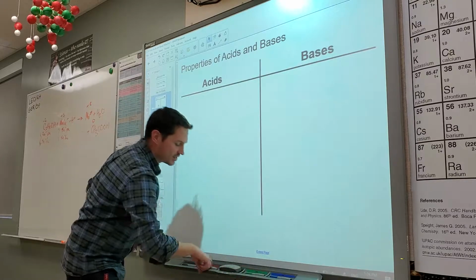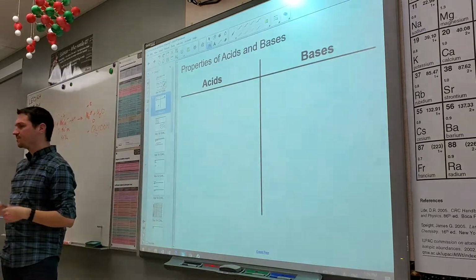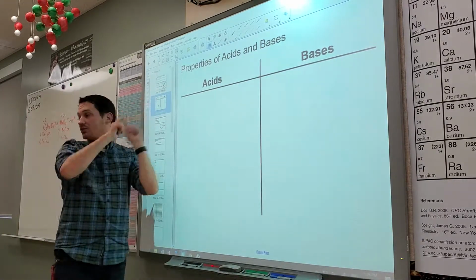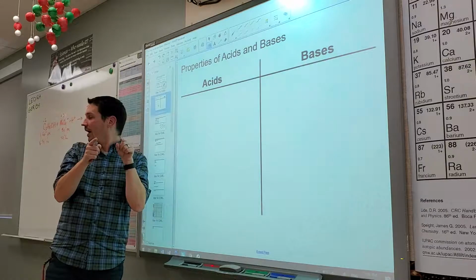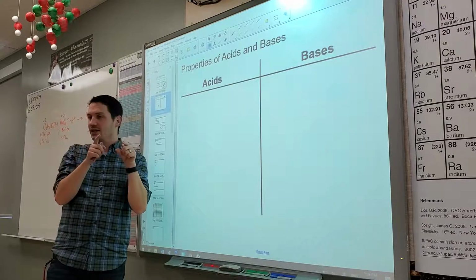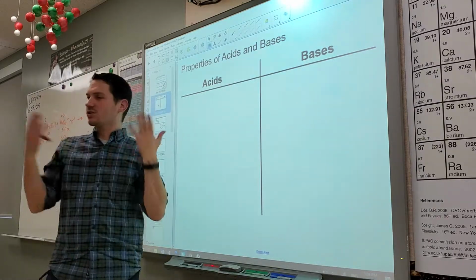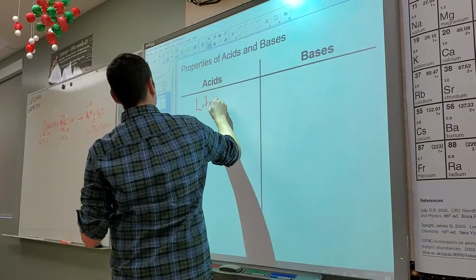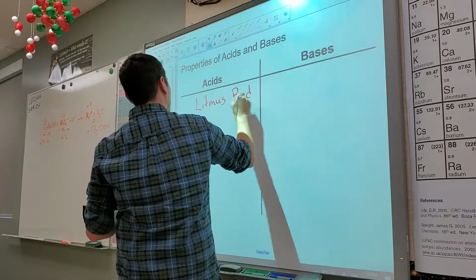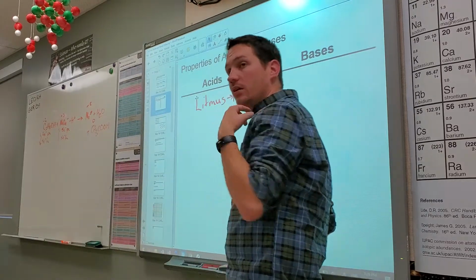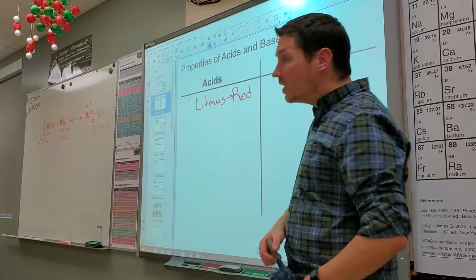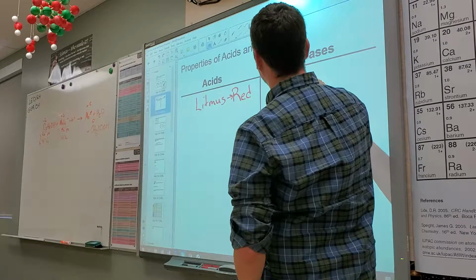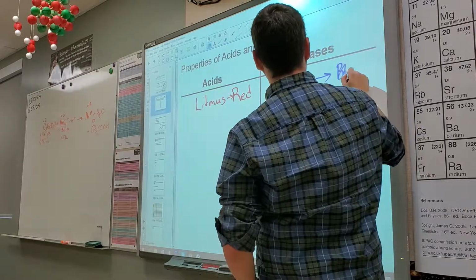Properties of acids and bases. Does anybody remember the properties of acids and bases? So they're both electrolytes, right? Because they both have ions, so they are both electrolytes. But what's something interesting about acids? They turn litmus red. Likewise, bases turn litmus what color? Blue. All right. Litmus turns blue.